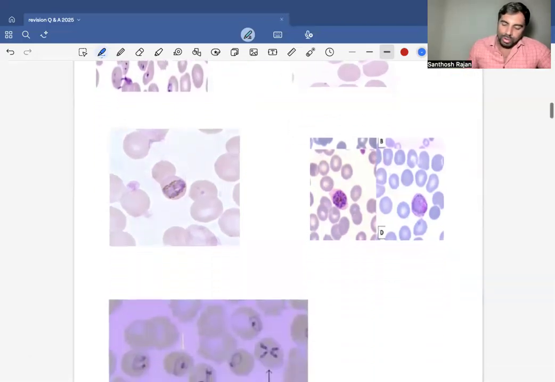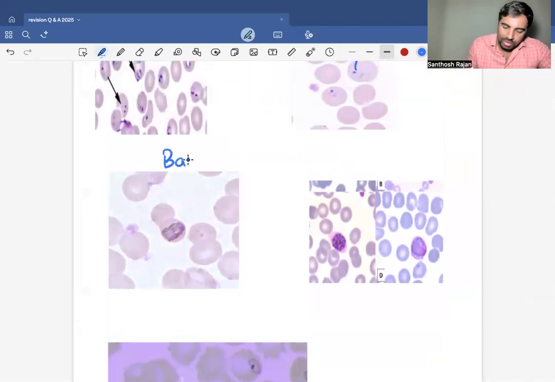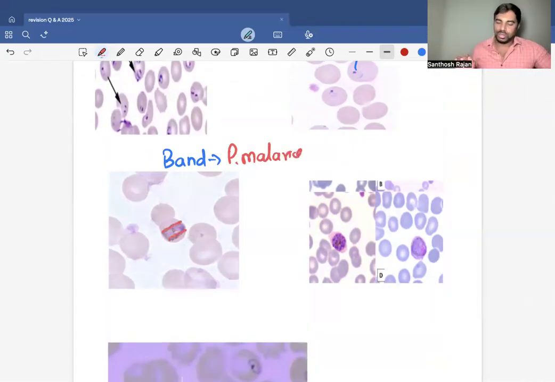This is a band form. When you see a band form like this, that is your Plasmodium malariae. Plasmodium malariae is one special one where you will see a band. Okay, that's all. Here, this is again a gametocyte, but an oval gametocyte.